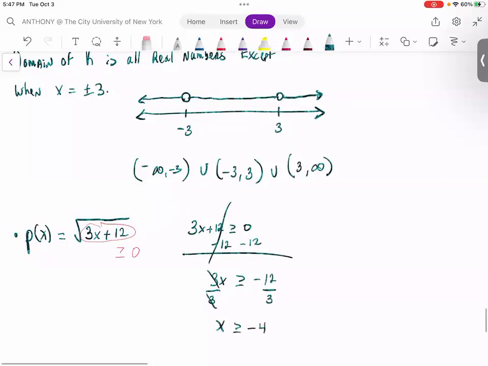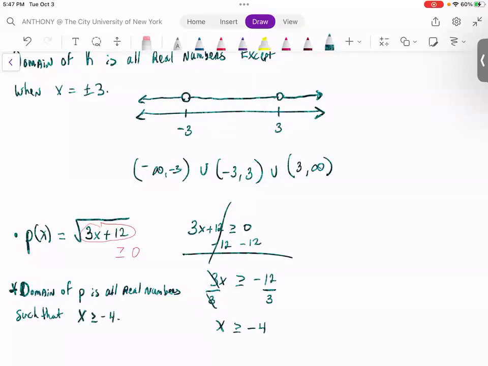So your domain in plain English, it will be the following. We say the domain of P is all real numbers such that, there you go, all real numbers such that, the such that means that these are the values of x that we're including, such that x is greater or equal to negative 4. Visually, this is what this looks like.